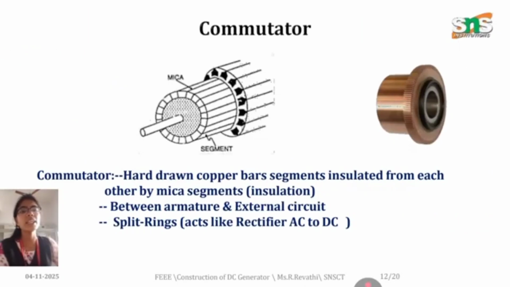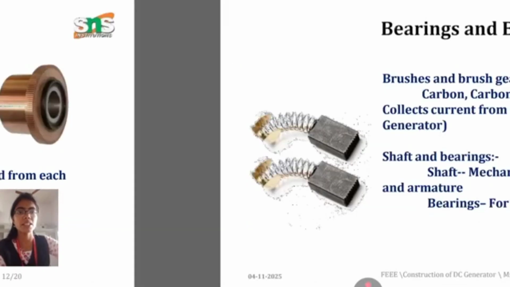The commutator is present between the armature and the external circuit. The split ring acts as a rectifier, AC to DC. If you are creating a circuit with an AC supply, whereas you need the output in DC supply, we use a split ring. The commutator is drawn from copper bar segments insulated from each other by mica segments.